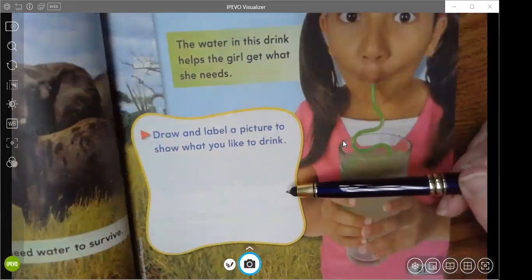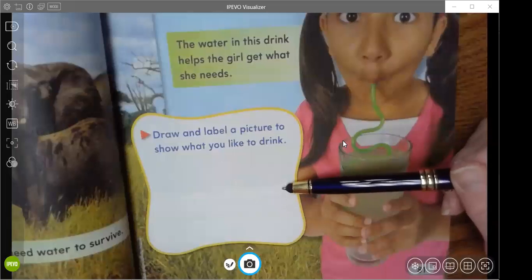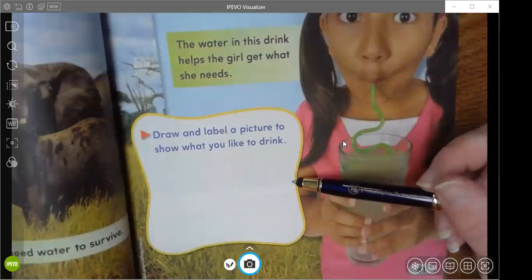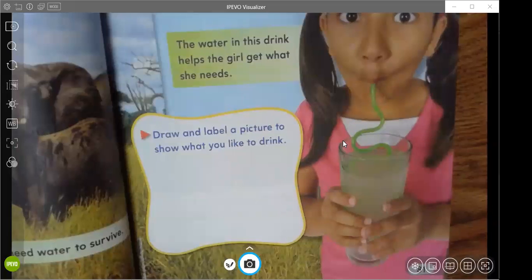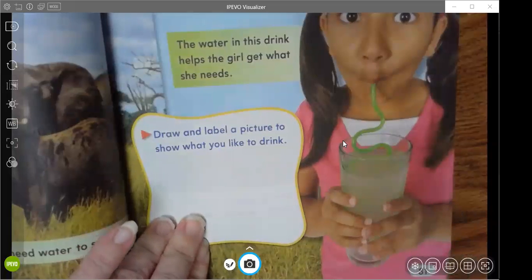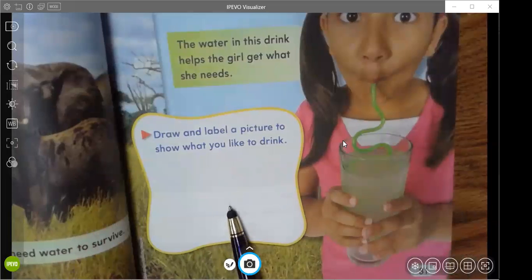If you have crayons or markers or colored pencils at home and you want to color it, you can, but you don't have to, okay? But go ahead and do that. And then tomorrow we'll pick back up where we left off, okay? So we did page 79, page 80, and page 81. Okay? So I want to know what your drink is when you come back to school.